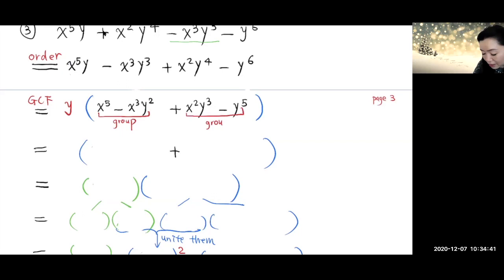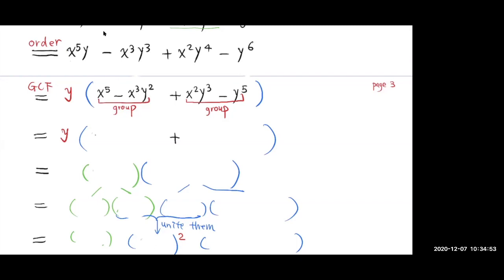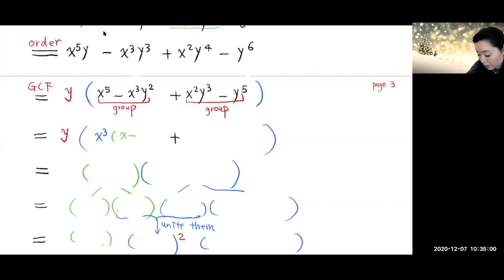So y stays outside. Look at the first group, this first couple. What do they have in common? What's the greatest common factor of these two? x cubed. Yeah, you got it, x cubed. And then we have this x squared minus y squared. Okay, the second group. What's the greatest common factor of the second couple?